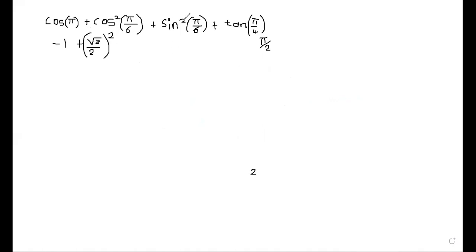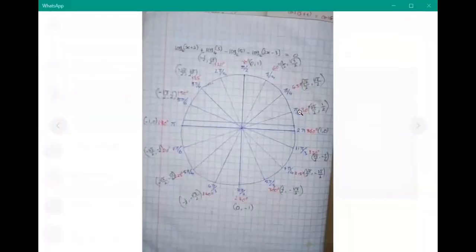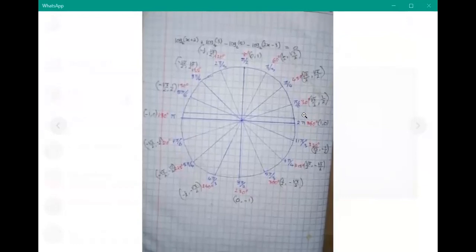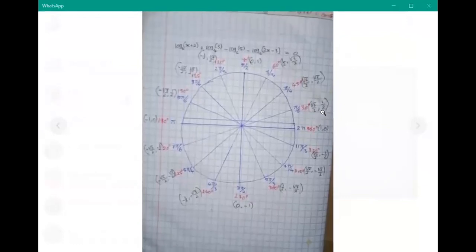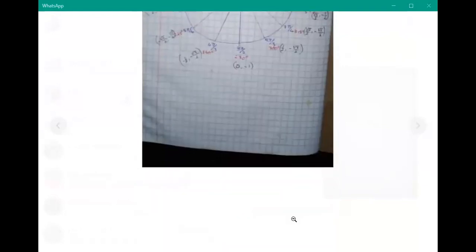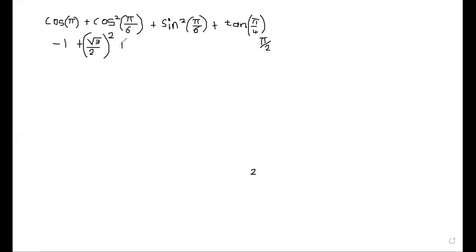So the next one is sine squared of pi over 6. So the y value, the y coordinate of pi over 6. Pi over 6 is this one, and sine is half. We must square that half. Plus half squared.